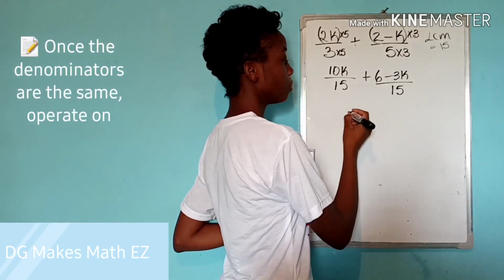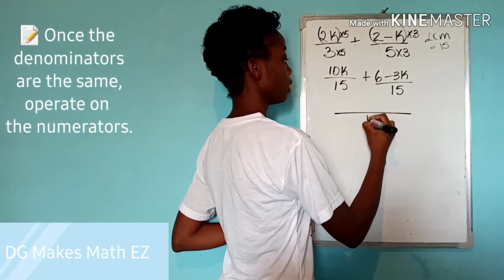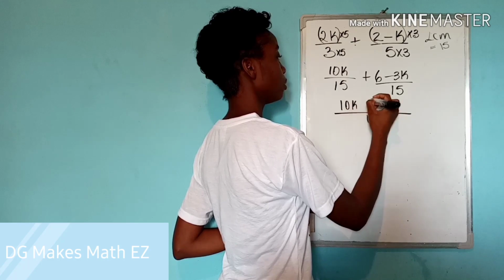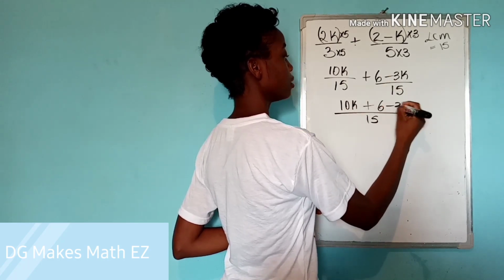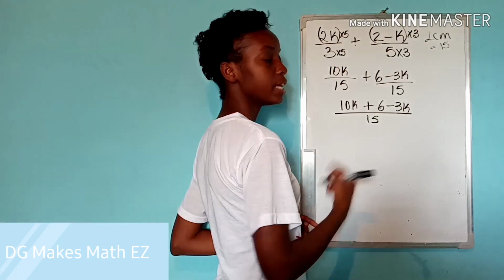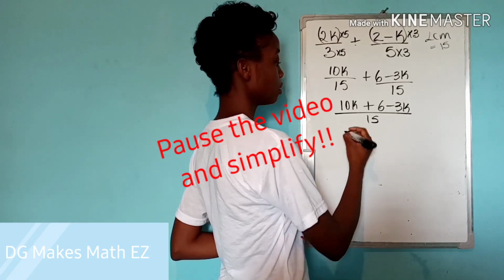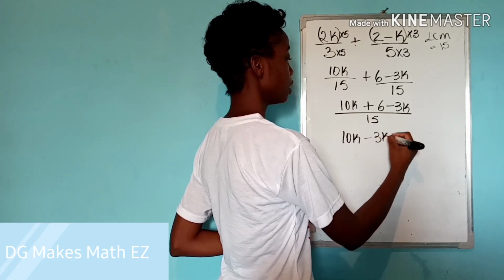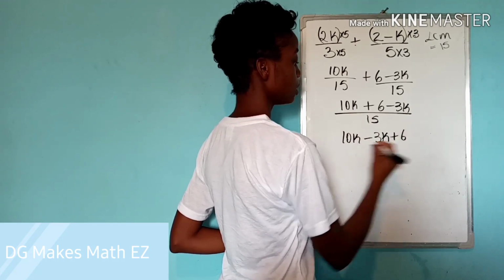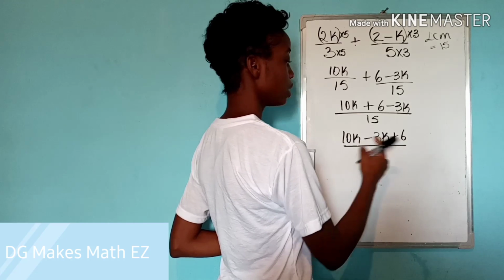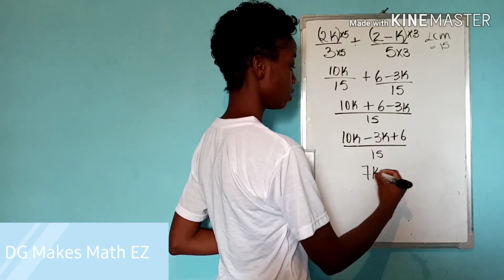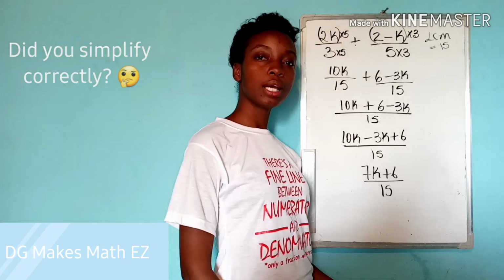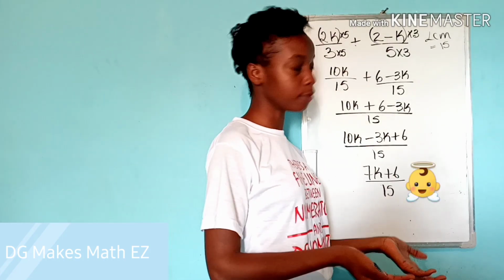Now that I have both denominators to be the same, I can focus on my numerators. So this is 10k plus 6 minus 3k. And then we are going to simplify our numerator. Let us join the like terms, 10k minus 3k, and keep our constant at the end. 10k minus 3k is going to be 7k plus 6 over 15. Alright, so as you can see, it's pretty much baby stuff.